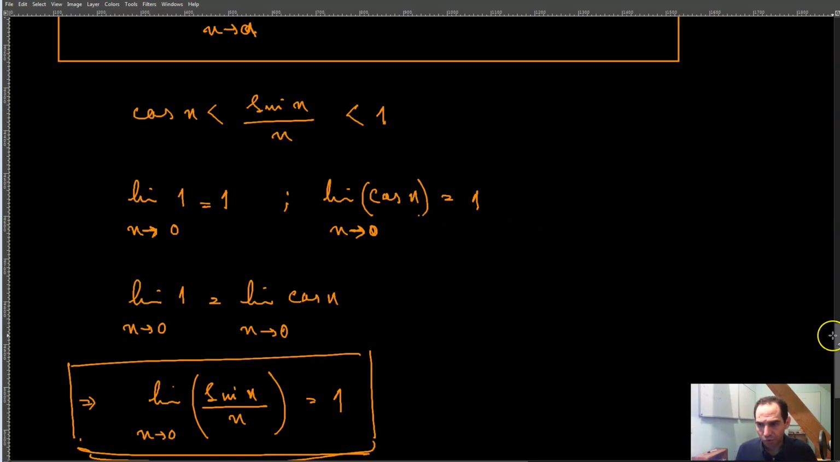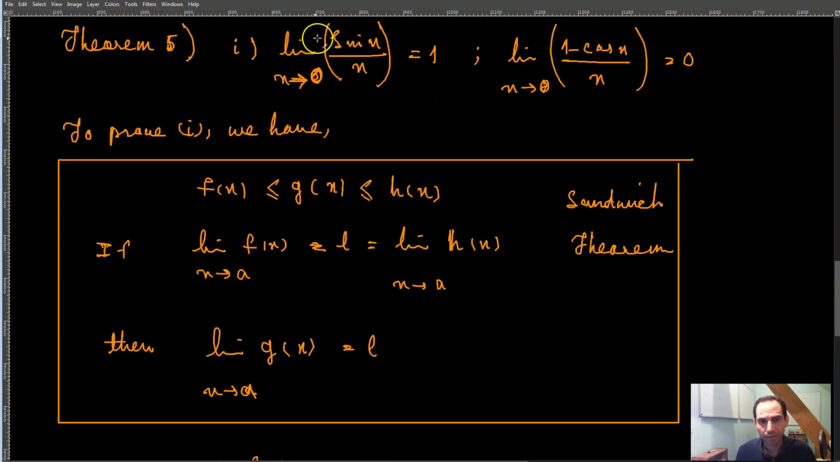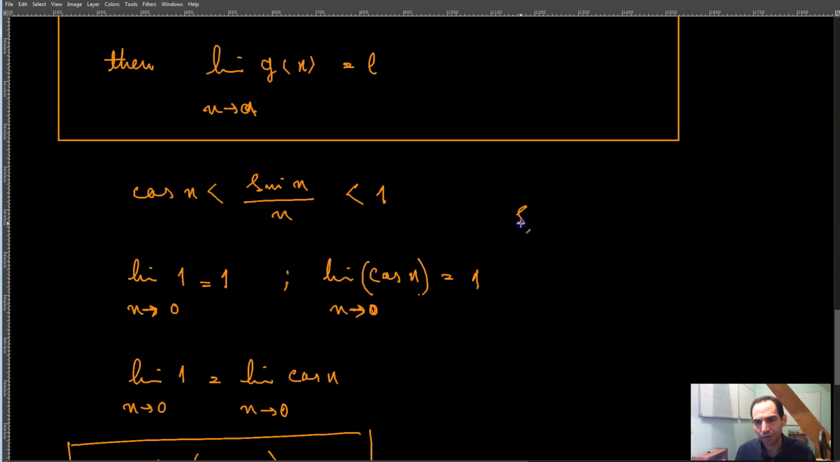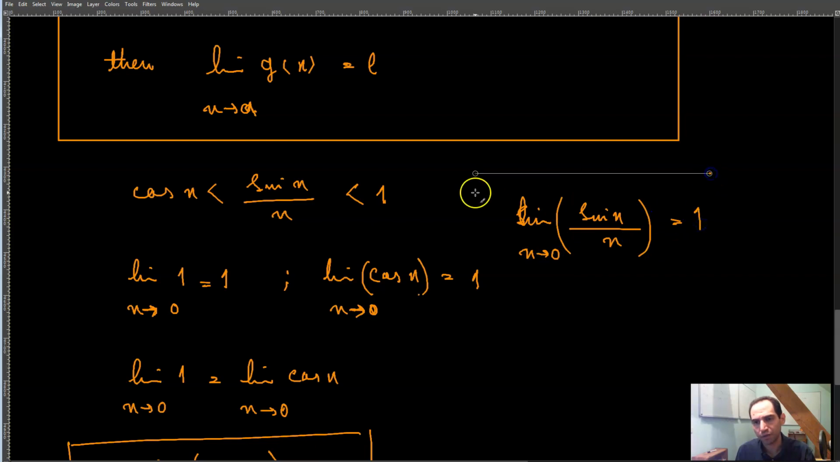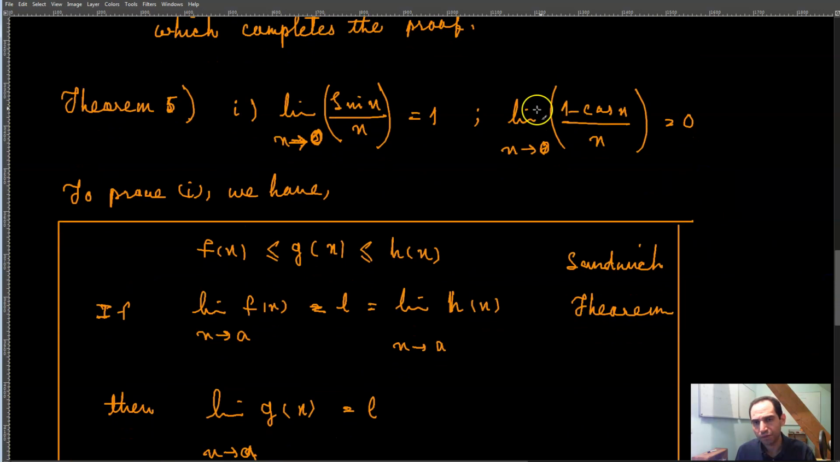Now to prove number 2, so far we have proved that the limit of sine x by x as x tends to 0 is equal to 1. That is one thing that we can use in many different types of situations. Now the second thing that we want to prove is the limit of 1 minus cos x over x as x tends to 0 is equal to 0.